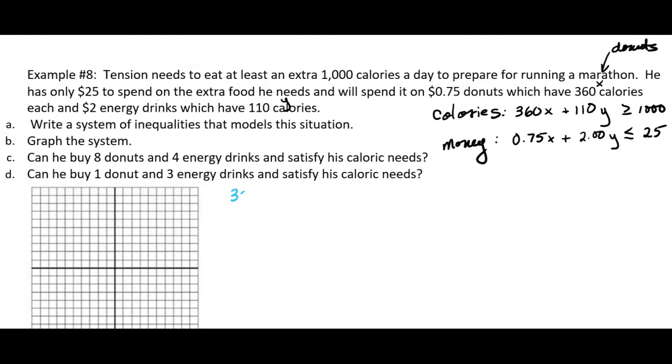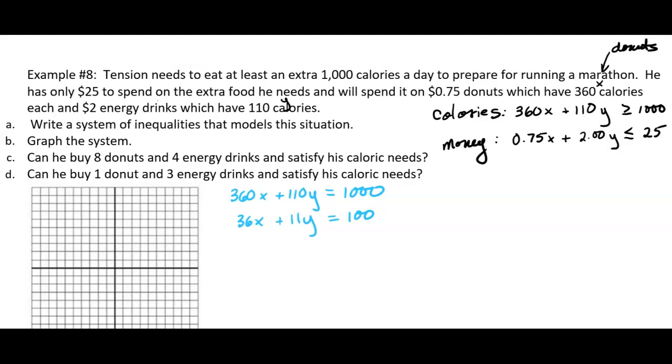So I have 360x plus 110y has to be greater than or equal to 1,000. Now I can divide by 10, so 36x plus 11y greater, oh, dang it, I did this last time. We're graphing equations, so equals 1,000. Okay, kind of large on the numbers here. Let's see what we can do to make things more reasonable. Those are the numbers they give me.